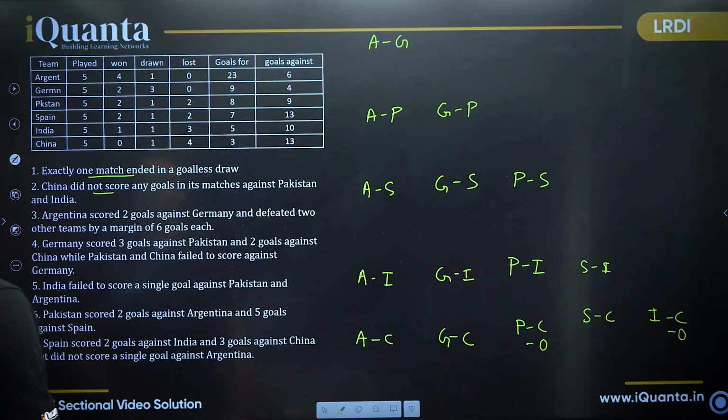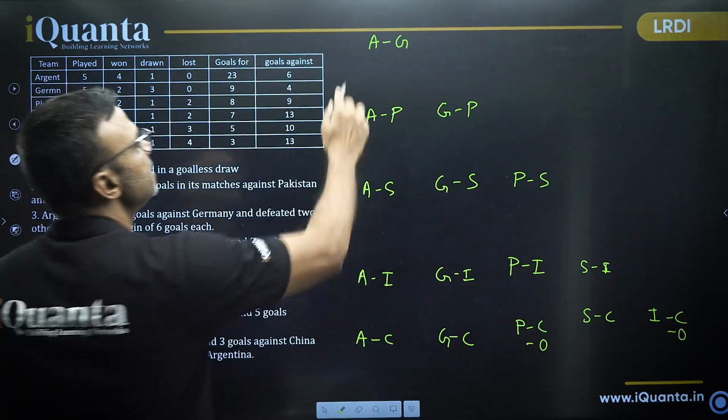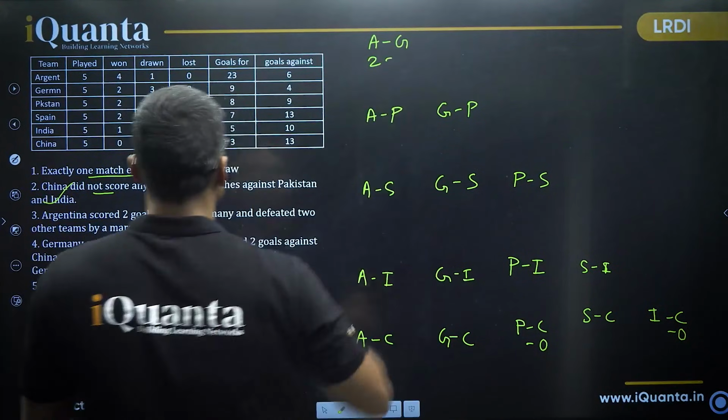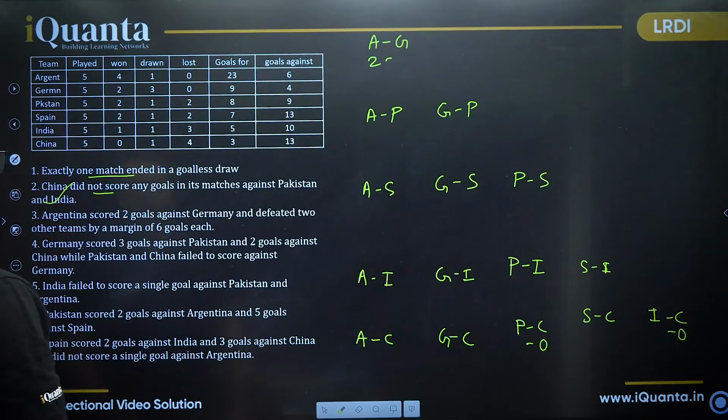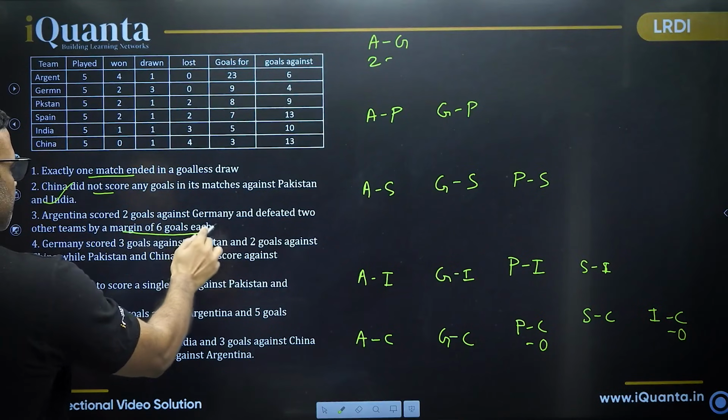Very good. So this information is used. Argentina scored 2 goals against Germany. Argentina against Germany, 2 goals. Okay. And defeated 2 other teams by a margin of 6 goals. This is very specific information.